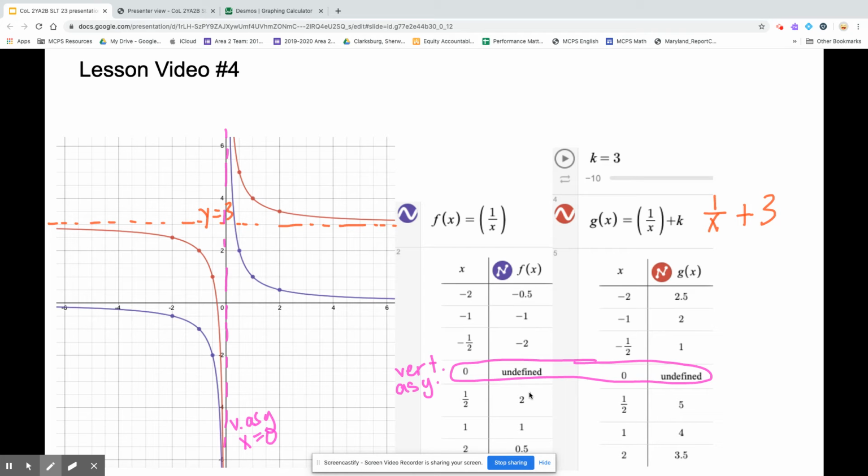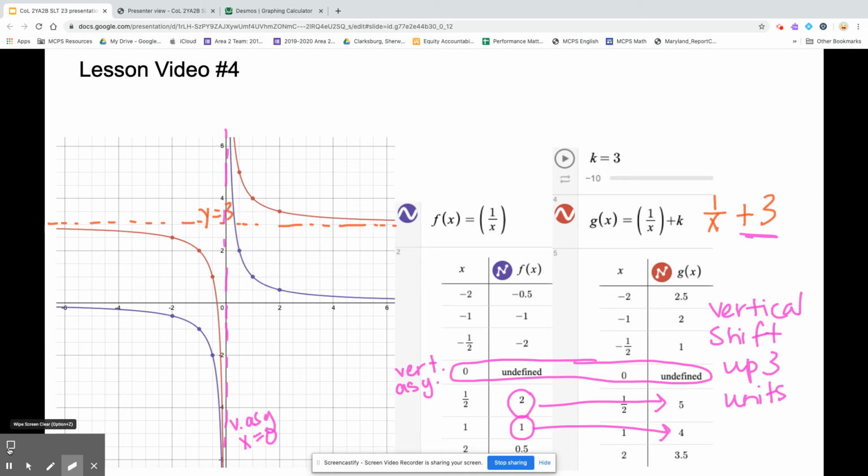What I do notice here is that because of my plus 3, I went from 2 to 5 and from 1 to 4. Therefore, this is a vertical shift up 3 units.